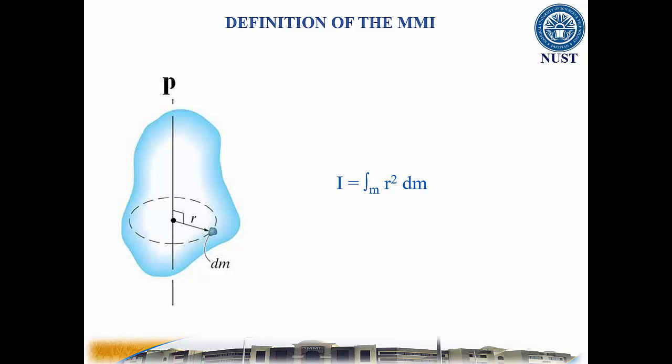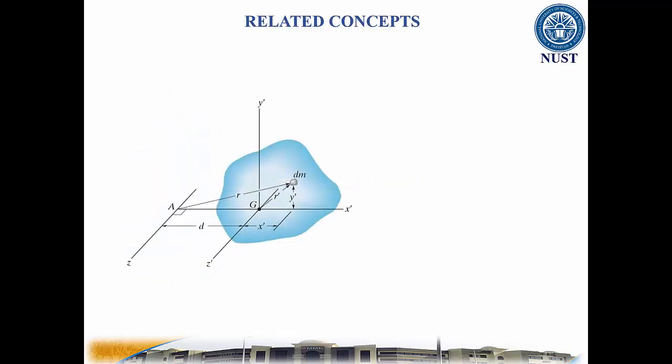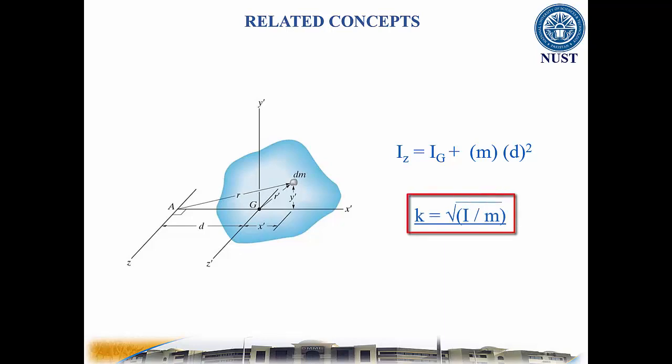slug times square feet. Just as with the mass moment of inertia for an area, the parallel axis theorem can be used to find the mass moment of inertia about a parallel axis z that is a distance d from the z prime axis through the body center of mass G. The formula is Iz equals Ig plus m d squared, where m is the mass of the body. The radius of gyration is similarly defined, k equals the square root of I by m.